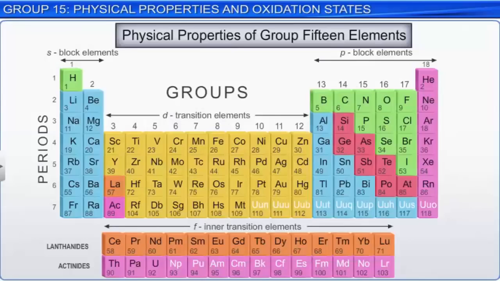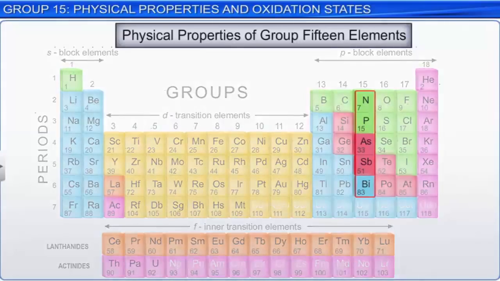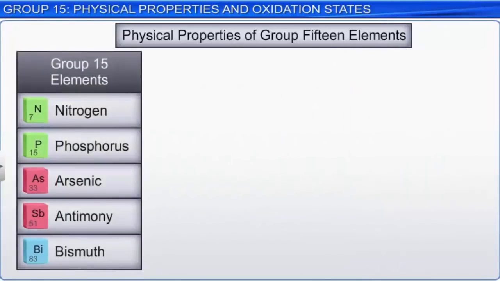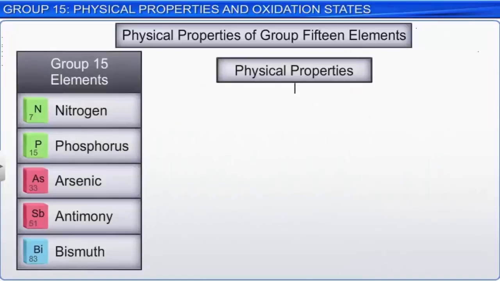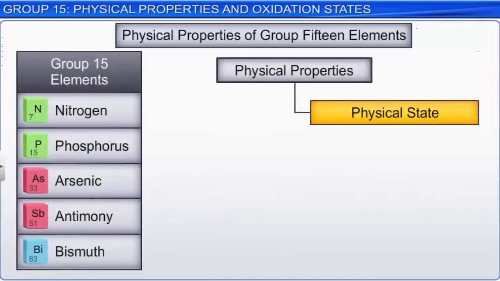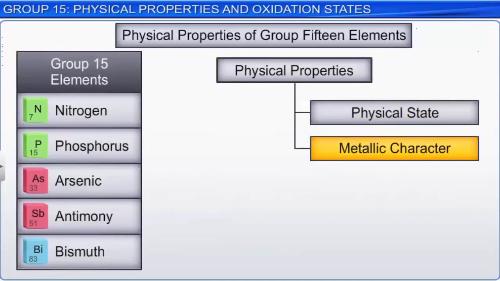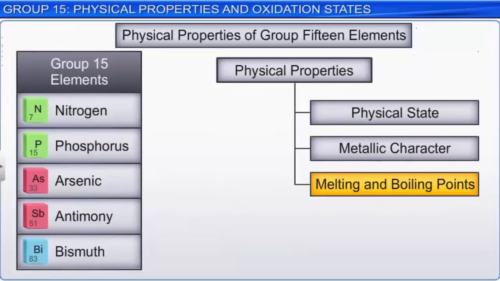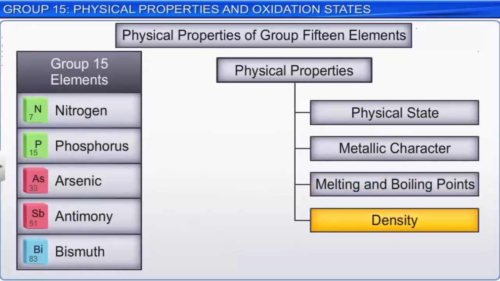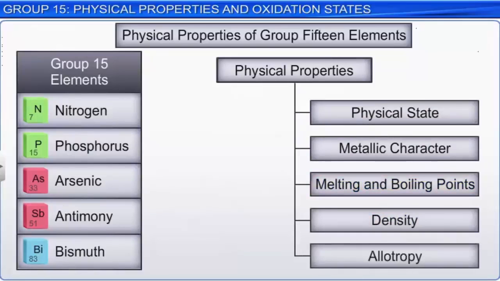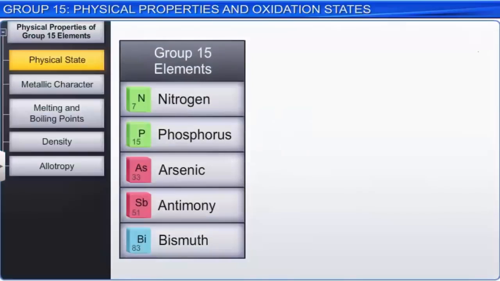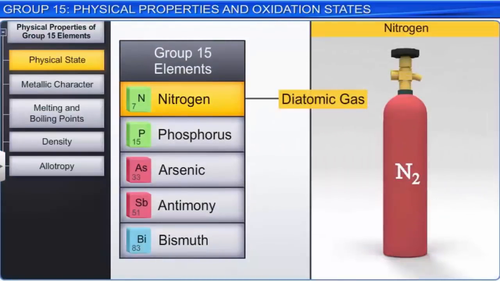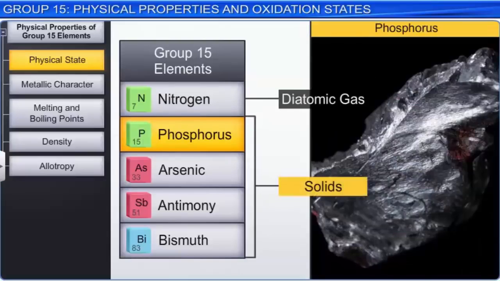Let's first study the physical properties of group 15 elements. Physical properties include physical state, metallic character, melting and boiling points, density, and allotropy. Let us look at each in turn. Nitrogen is a diatomic gas, while the remaining elements are solids.